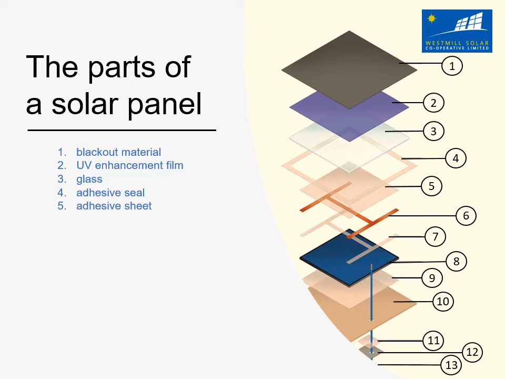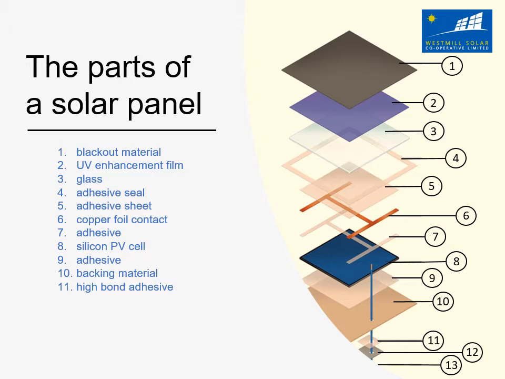and then a full adhesive sheet, which is laid on top of a copper foil contact, and you can see that there, it's an H shape. Underneath that foil contact is adhesive of the same shape. That then joins it to the silicon PV cell. Under that cell is another sheet of adhesive, a backing material, and a high bond adhesive. That sits onto what's called the core plate. And running through this up into the PV cell, we have a wire.